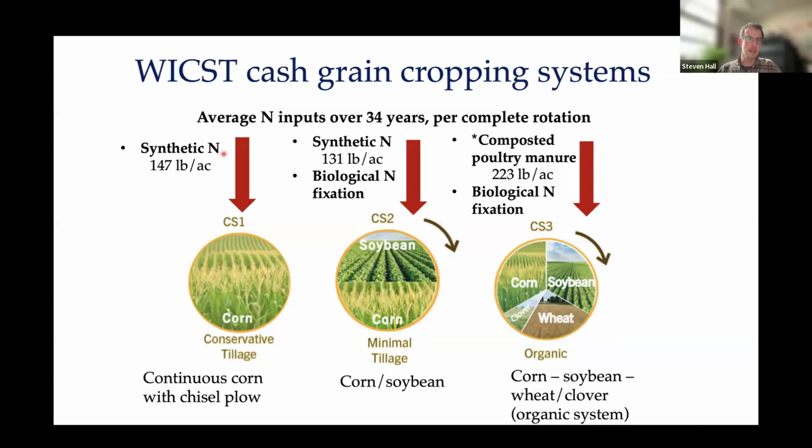The continuous corn is relying entirely on synthetic nitrogen. The corn bean system, of course, is relying on synthetic nitrogen and biological fixation during the soybean phase. And then the organic system is relying on composted poultry manure prior to corn, and then biological nitrogen fixation from the soybean and the red clover.